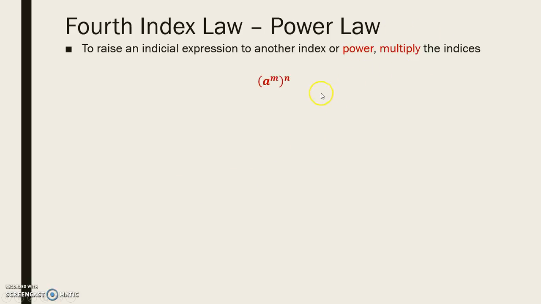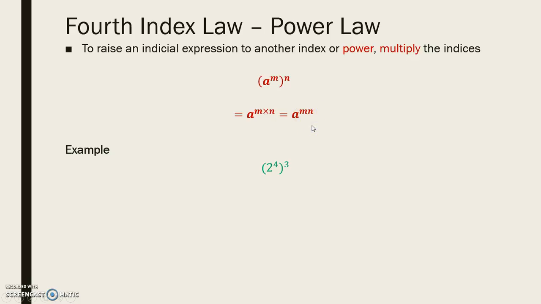So here's an example. You may have seen this before. A is our base, m is our power. We put the whole thing in brackets, and the whole expression there is put to the power of n. And the law says if we have a power placed to another power, we multiply those indices. So it's a to the m times n, or a^(mn).